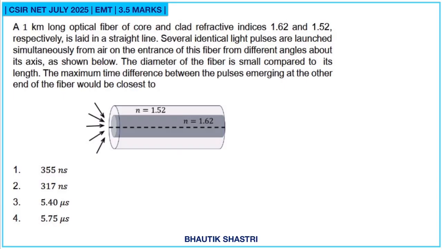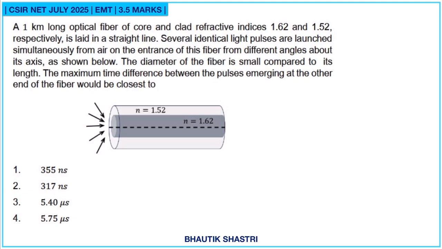Question number 1. A 1 kilometer long optical fiber of core and clad refractive indices 1.62 and 1.52 respectively is laid in a straight line. Several identical light pulses are launched simultaneously from air on the entrance of the fiber from different angles about its axis as shown in the figure. The diameter of the fiber is small compared to its length. The maximum time difference between the pulses emerging at the other end of the fiber would be close to.